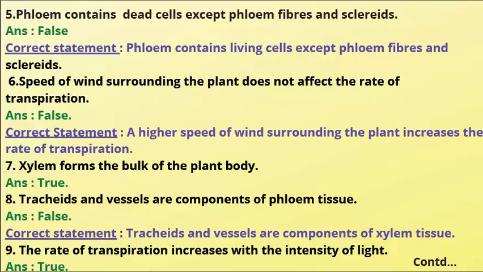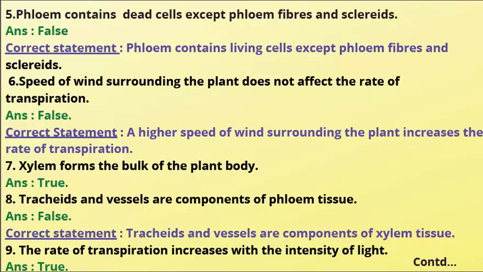Number 6, speed of wind surrounding the plant does not affect the rate of transpiration. Answer is false. Correct statement is a higher speed of wind surrounding the plant increases the rate of transpiration. As I have mentioned previously, when the wind blows faster, or when the speed of the wind is more, the rate of transpiration also increases.